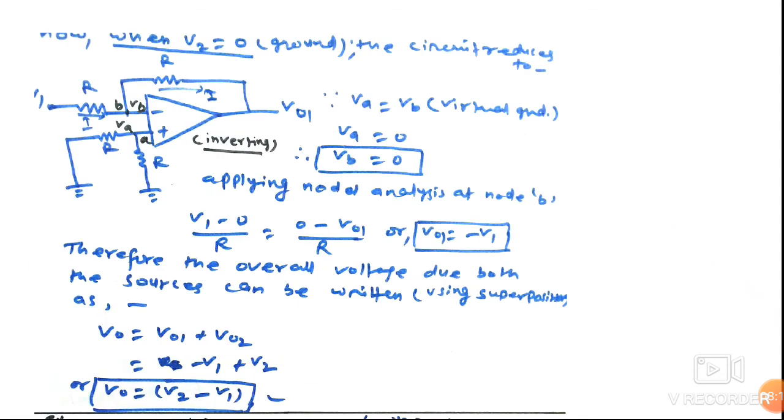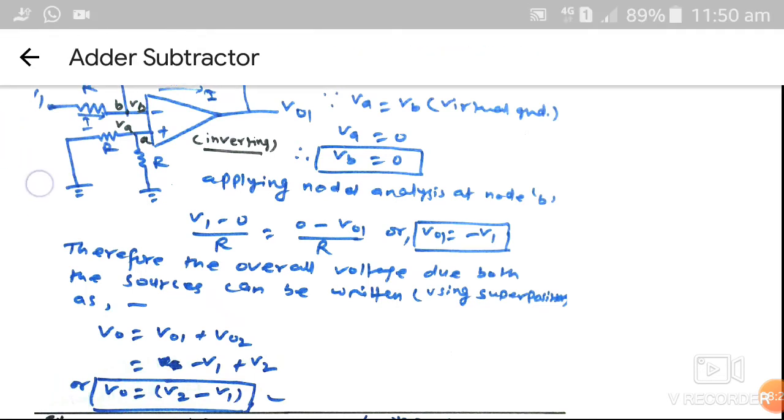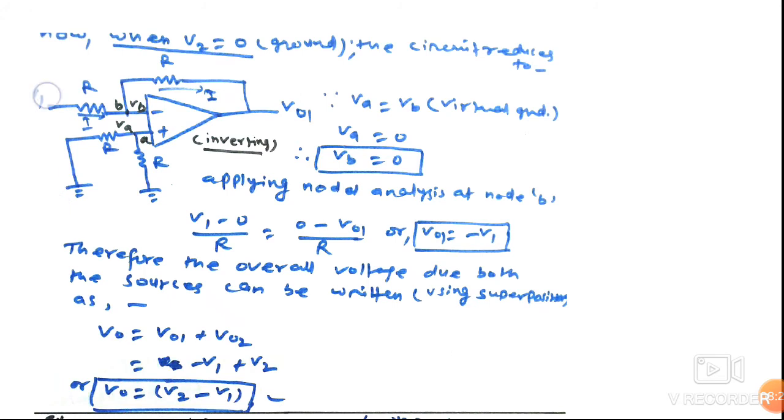Now when V2 is grounded, that is V2 is killed and V1 is operating, the equivalent circuit becomes like this. So V2 is grounded here and V1 is operating only. Again, this terminal is grounded, this terminal is also grounded. So essentially the potential of this point, that is node A, will be 0. Now VB becomes equal to VA from the virtual ground concept. So VA is equal to VB equal to 0.